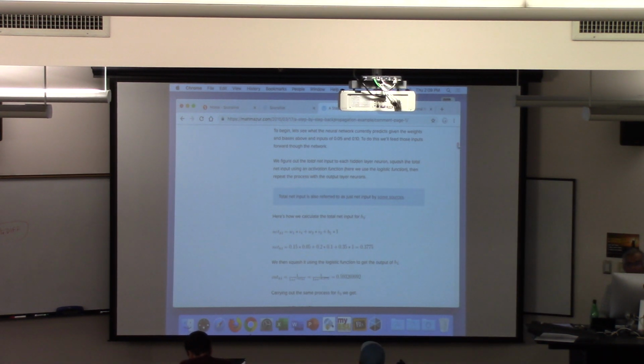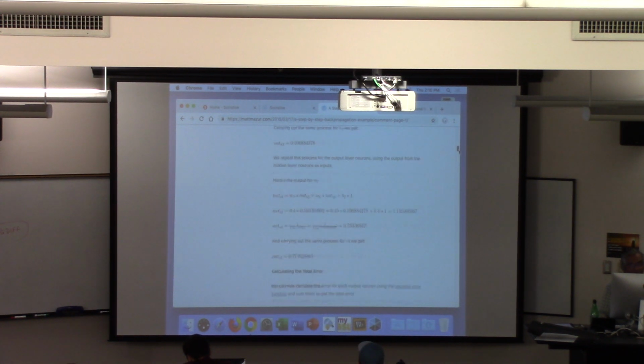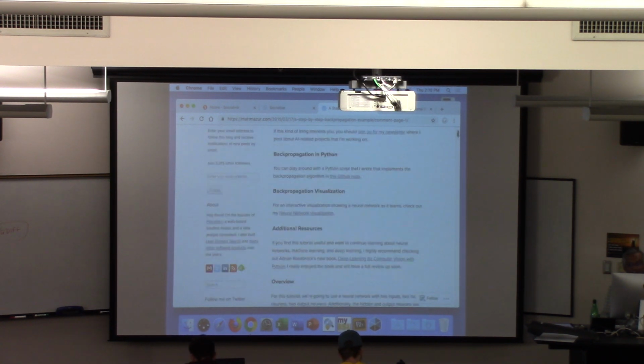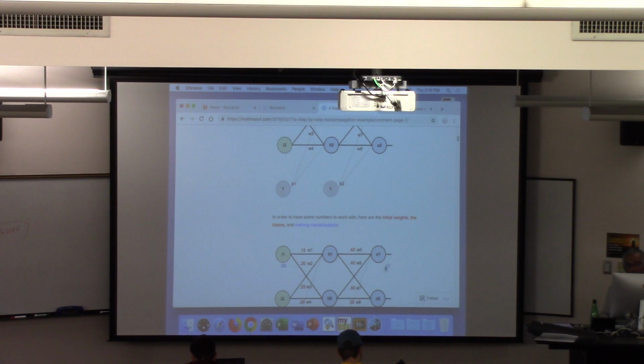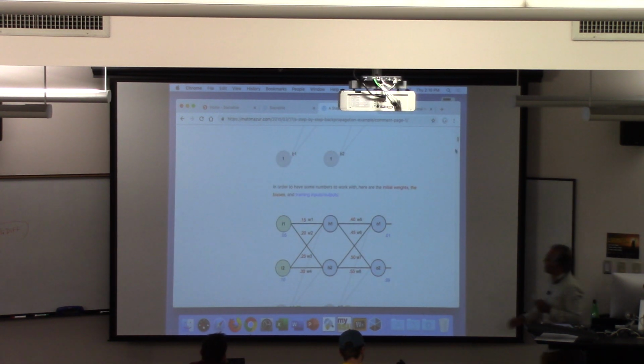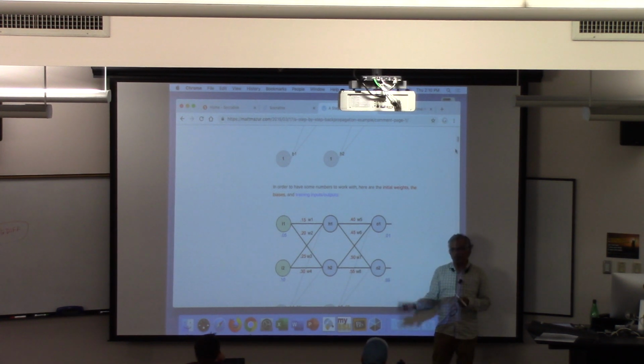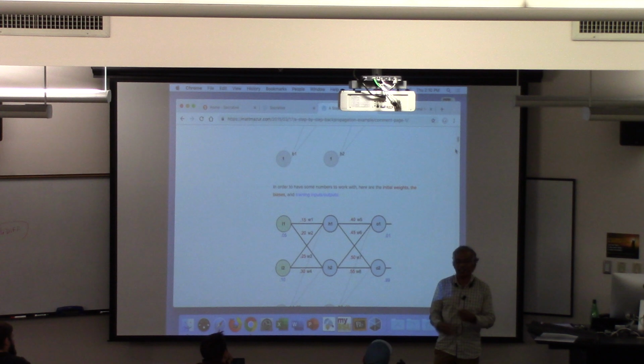Okay, so then you continue, and then you are computing the output for O1, which turned out to be 0.75. But remember, it was supposed to be 0.01. So there is an error. And similarly, this is a case where this is a multi-layer, multi-output network. You can do any of these. And if there are multiple outputs, then you try to minimize the error over all the outputs at the same time.